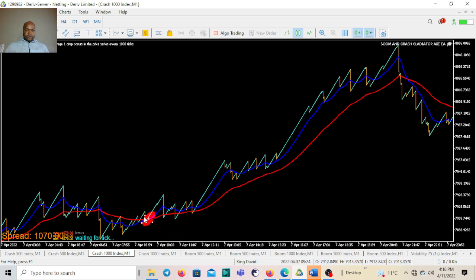This is the point where we're going to enter, when the 50 crosses above the 200. And we're going to remain in the trade as long as the 50 is above the 200. We can see here there was this spike and it was able to cross below the what? The 200. That's why I said your stop loss has to be 5 or 10 candles below the 200 exponential moving average.